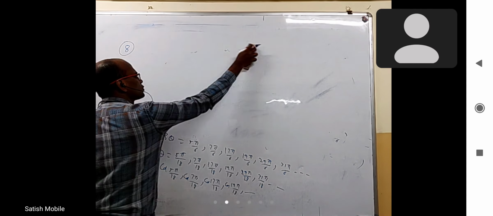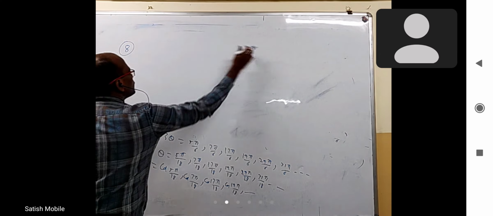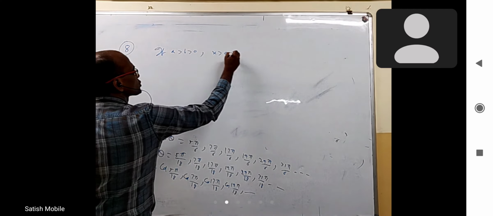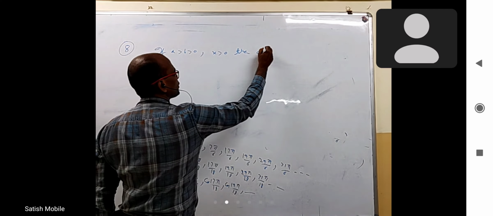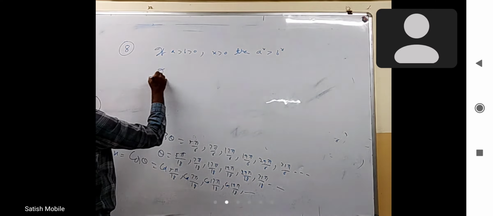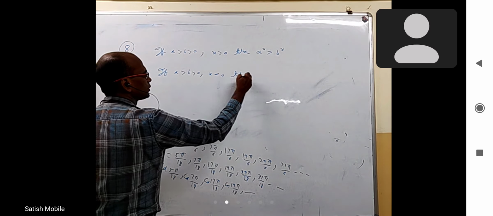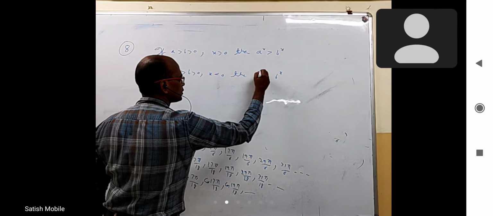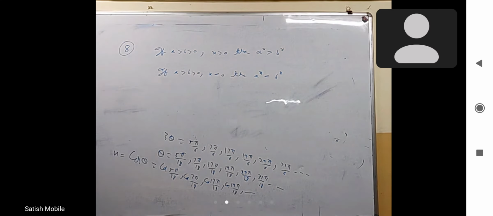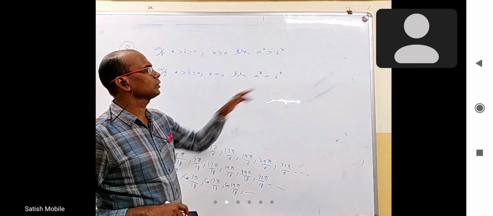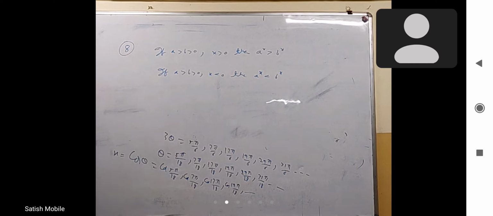Maybe I want to make a few statements here. If A is greater than B greater than 0 and x is positive, then A power x is greater than B power x. If A greater than B greater than 0 and x is negative, then A power x will be less than B power x. If the power is the same and bases are different, which is greater, how will you decide? It is based on which base is greater and whether the power is positive or negative.